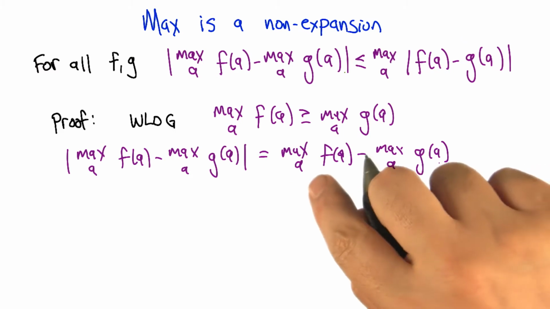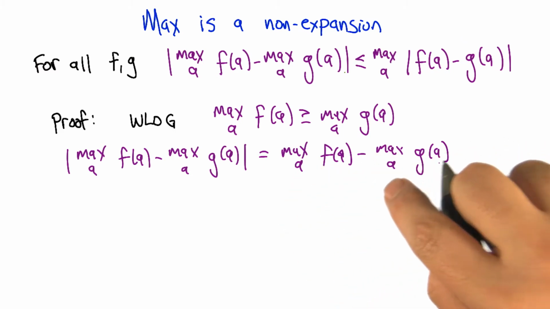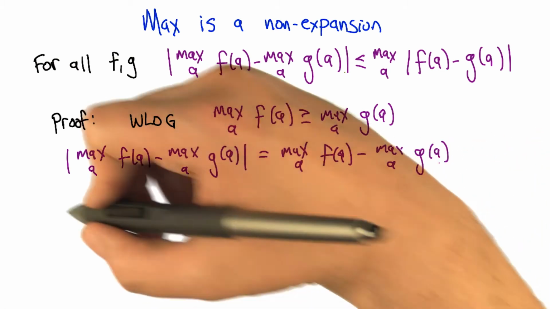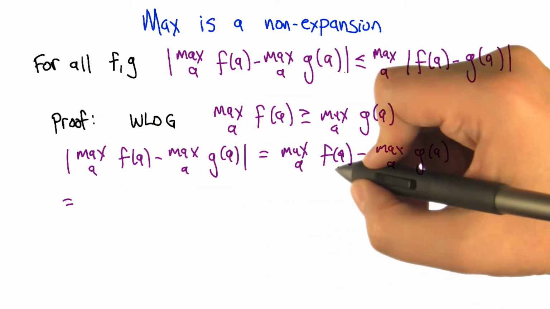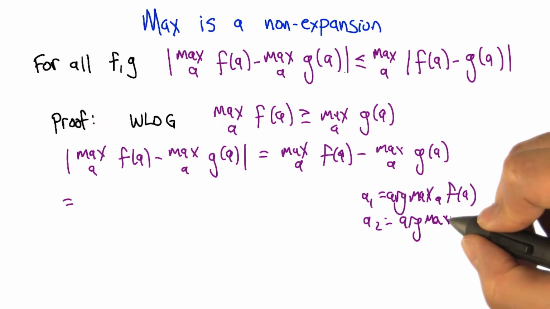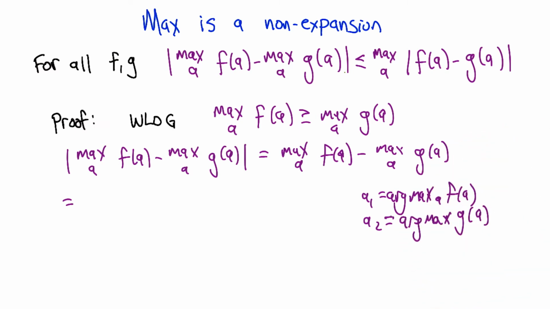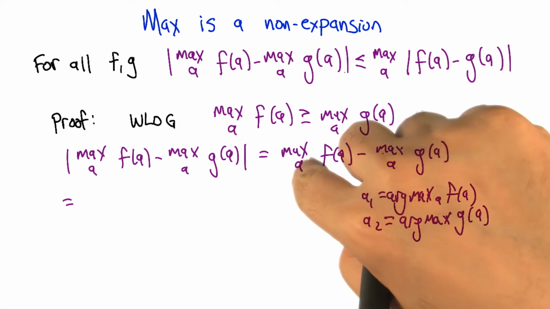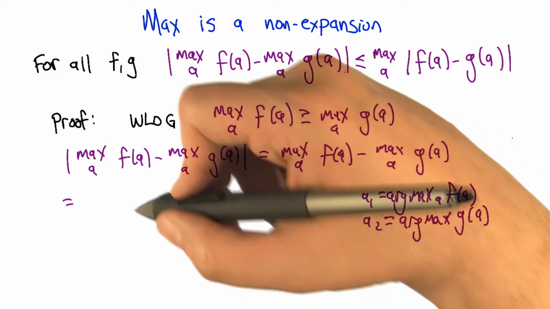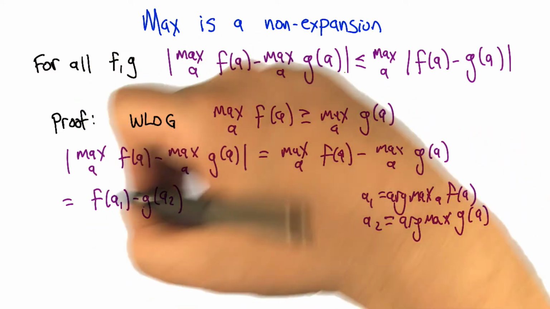Now, we're finally going to come clean on this issue that you were talking about before, which is that these are kind of different a's, and it would be good if we gave them different names. So let's actually do that. Let's say that A1 is argmax f of a, and A2 is argmax g of a. So now we can rewrite this difference, max over a of f of a minus max over a of g of a, much more simply, as just the difference between the corresponding values in the function.